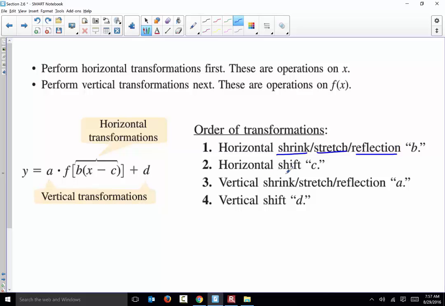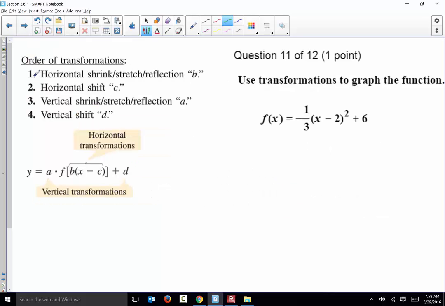Then we do horizontal shifts. And then we start vertical ones. Shrink, stretch, and reflection is again first. Then we do shift at the very end. Okay, here is the story. If you have a number on the very end of the function, like this one, this is always last. No matter what, it's last.